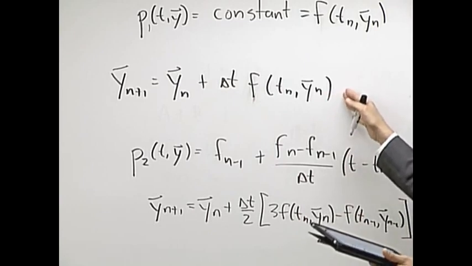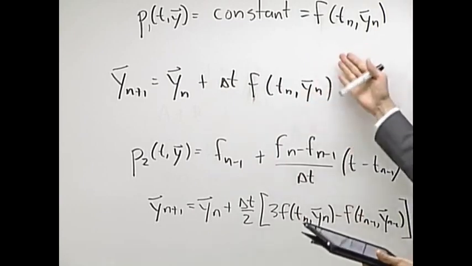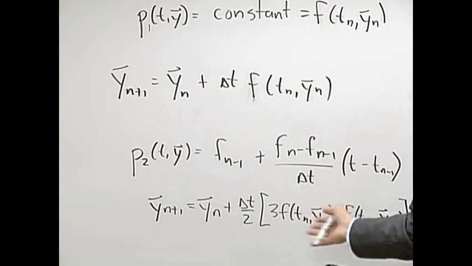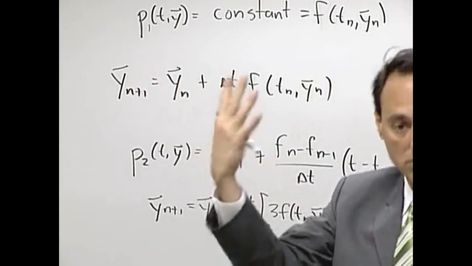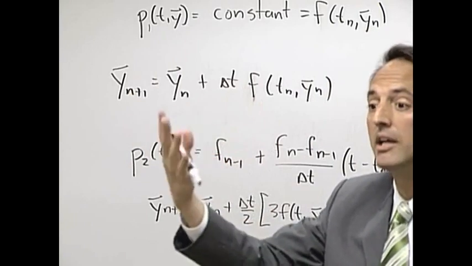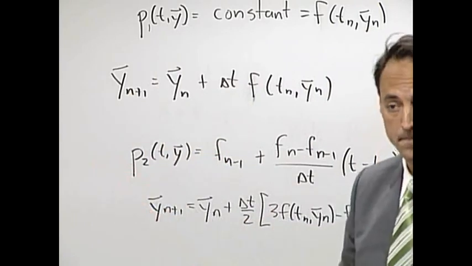So your error is going to be, globally, it's called delta t. This is delta t squared. So by doing that little extra, I drop my error a whole order of magnitude smaller with respect to delta t. Okay?